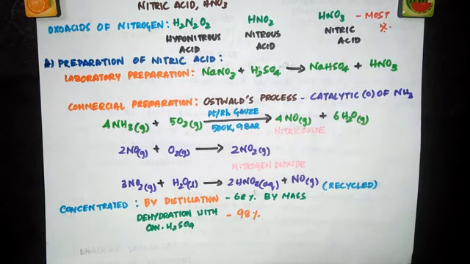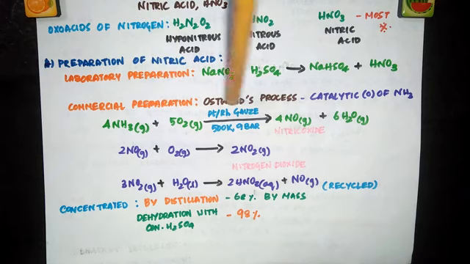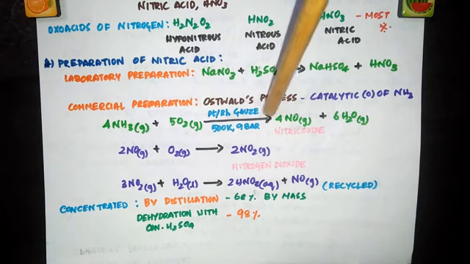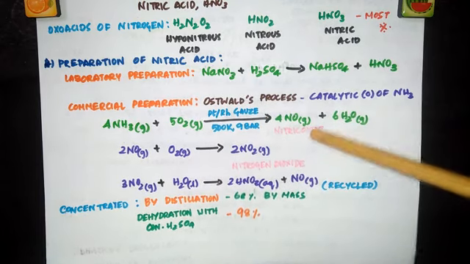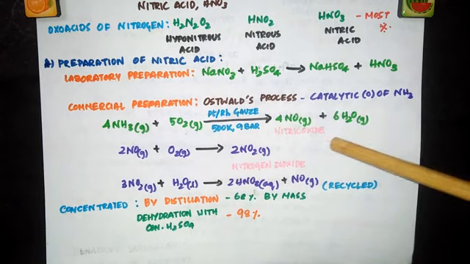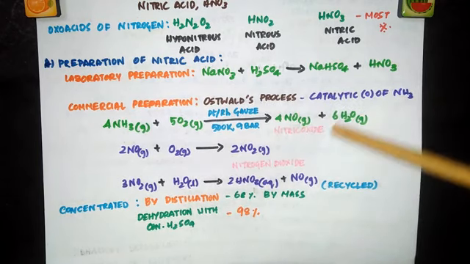So in this preparation of nitric acid by Ostwald's process, you are actually taking ammonia and it is oxidized catalytically by atmospheric oxygen. So 4NH3 plus 5O2 in the presence of platinum or rhodium gauze at 500 Kelvin temperature and 9 bar pressure, you get 4NO, which is nitric oxide, plus 6H2O. So we are actually preparing what? Nitric acid. So the process is not over yet.